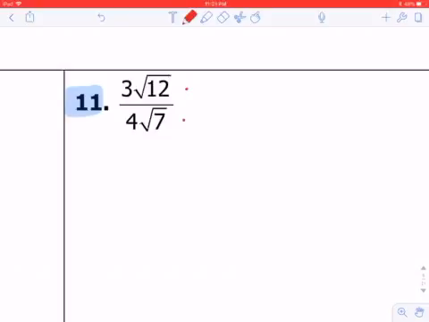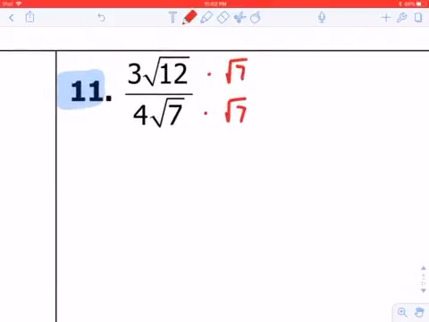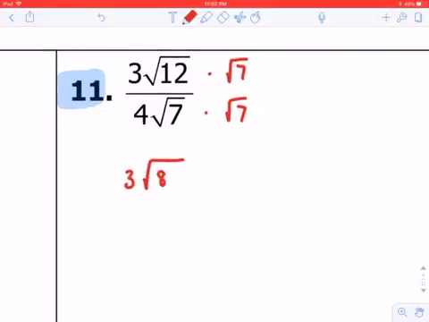So if you have a monomial, we multiply the top and bottom by the square root of 7. Notice I'm not multiplying by the 4. I can multiply by the 4, but I would just have to end up canceling that 4 out later on, because it's just going to have to cancel regardless. So there's really no point in multiplying by the 4. It's the radical I need to get rid of, not the 4. So this becomes 3 times the square root, and I'm just going to go 12 times 7, which is 84.